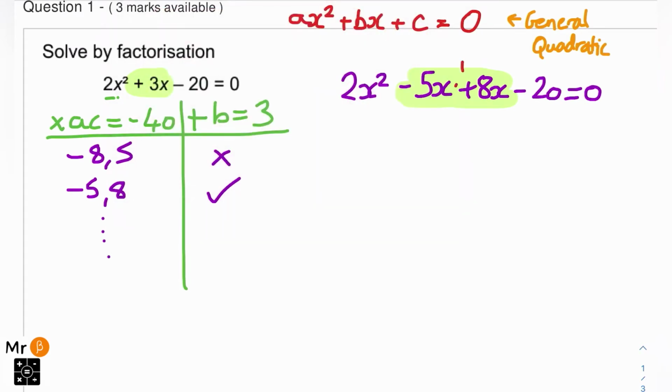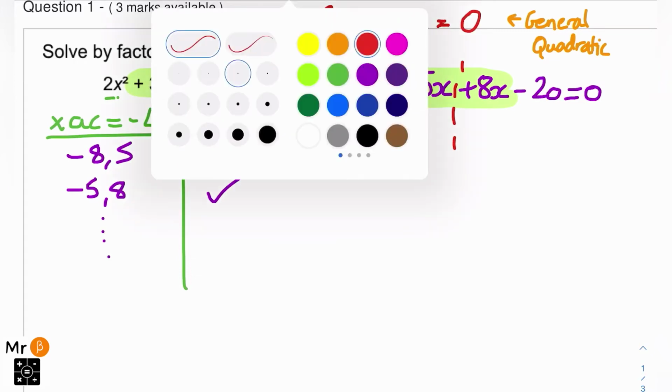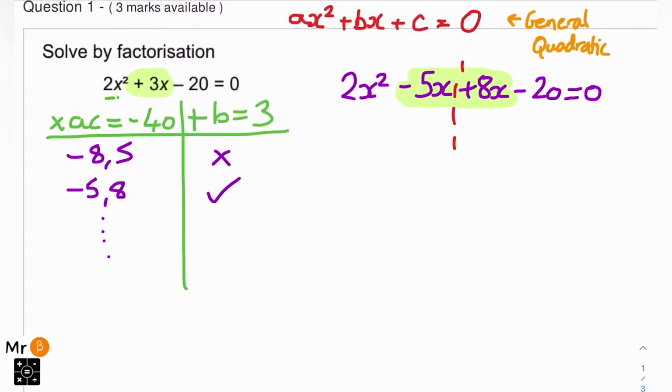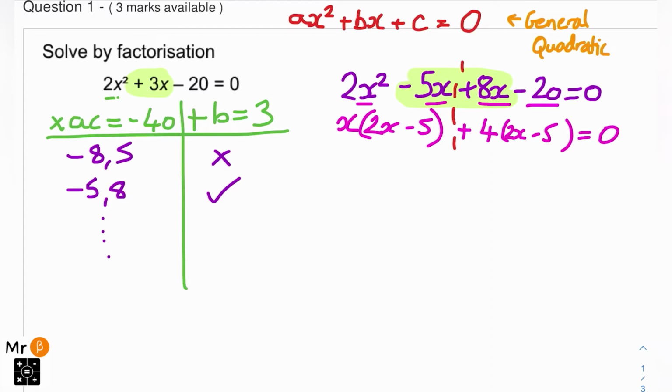Our next step is to split our quadratic in half and factorise each side separately. So we're going to factorise these into single brackets. You can clearly see that there is a common x in both of our terms. That'll leave us with 2x minus 5 inside our bracket. If we do exactly the same for the other side, we can see that there is a common 4 in our terms. 4 times 2x gives you 8x. 4 times negative 5 gives you negative 20.